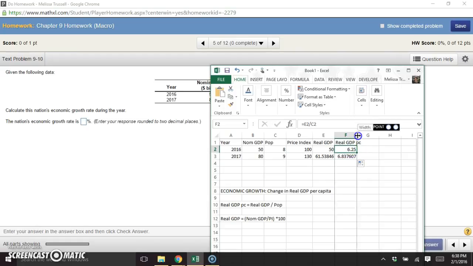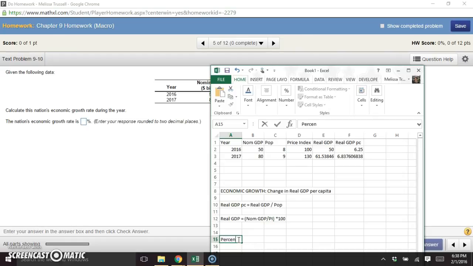So now I have the real GDP per capita for both years. And remember, our goal is to find the economic growth rate, which is the rate of change, or the percentage change, in real GDP per capita. So now we've got the real GDP per capita. The last question we have to answer is, okay, then what is the percent change? How do you calculate percent change?